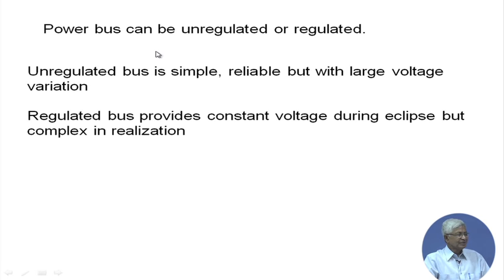So power bus can be regulated or unregulated. Unregulated buses are simple and reliable, but large voltage variations will be there on the bus, and a regulated bus provides a constant voltage during eclipse, but is complex in realization, and each circuit will draw different types of current, generating some spikes and spurious ripples on the power supply. So though a regulated bus is sometimes used, each subsystem uses its own regulator.